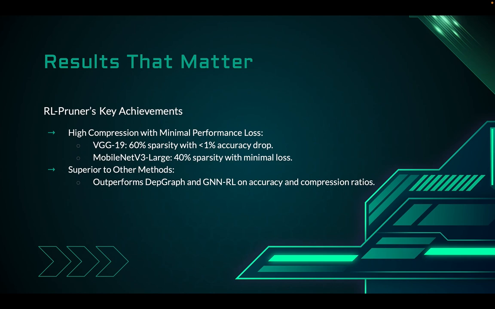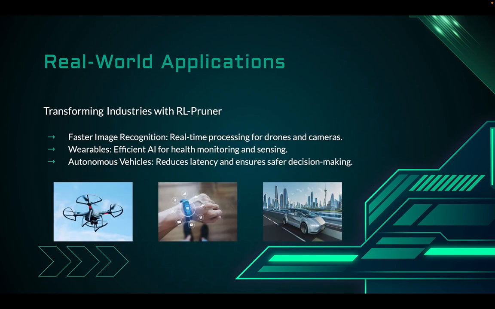And then when compared to other methods like DepGraph and GNN-RL, Pruner consistently outperforms them in terms of accuracy retention and compression ratio. So it was a pretty ideal choice for CNN compression. And these results basically show that RL Pruner effectively eliminates redundancies in CNNs while maintaining predictive power. Since there is not a lot of accuracy loss, I think compressing these models to make them reach the edge devices is a very big plus. And we'll go on to the next slide to see its real world applications.